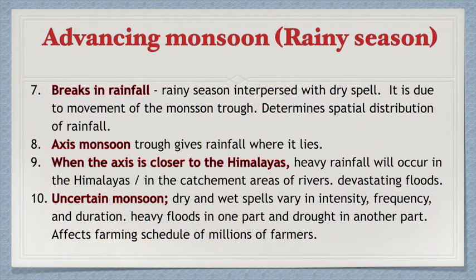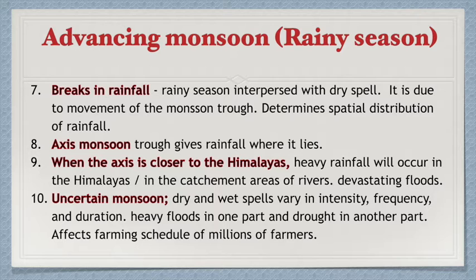One of the significant features of this advancing monsoon is that there are some breaks in rainfall, called monsoon breaks. We observe this because rainfall is happening around the axis of the monsoon trough. Wherever this monsoon trough moves, it brings heavy rainfall. Wherever it leaves, there is bound to be some dry spell. There is bound to be some break in rainfall.